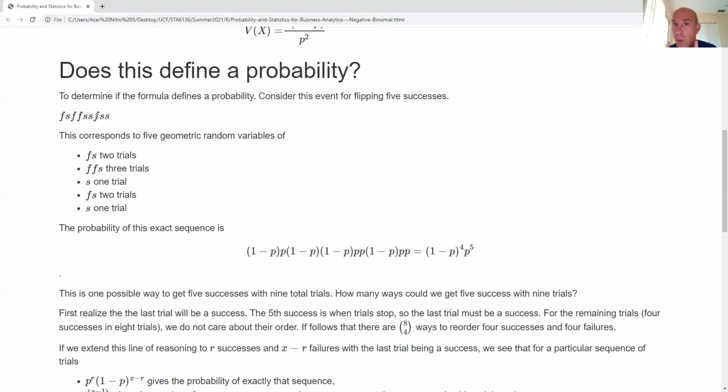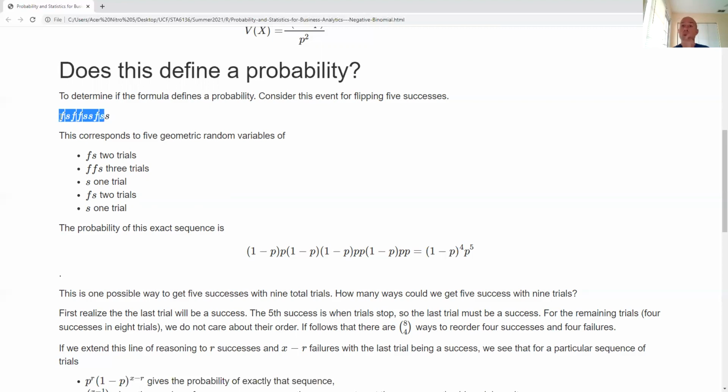Well, the first thing we need to realize is that I'm flipping a coin until I hit my 5th heads. If I'm going until my 5th heads and then I stop, I know that my very last flip was a success. So I know that the very last position is an S. If the very last position is an S, the rest here have to be 8 trials and 4 successes.